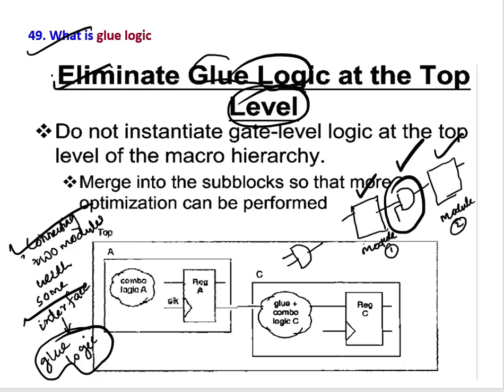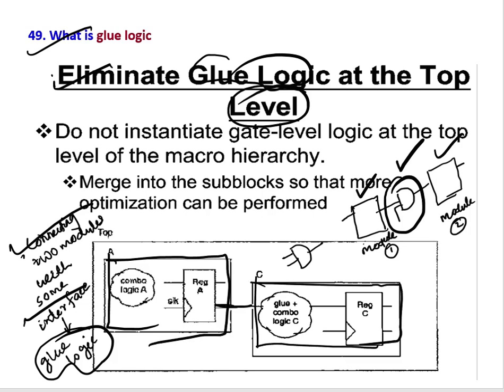Okay, so this is another example. This is one module, this is one module, and they are connected with each other by this glue logic, and this also includes the combinational logic.